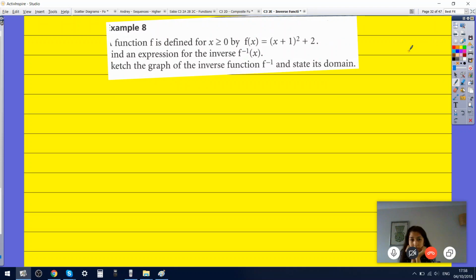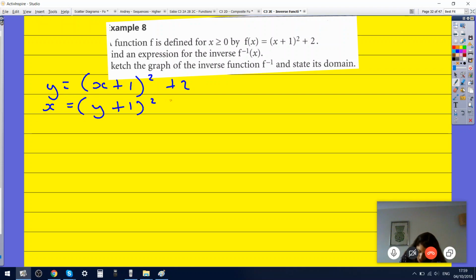Okay, let's try this one. Function f is defined for x greater than or equal to 0 by f of x equals. Find an expression for the inverse f inverse of x. Sketch the graph. So if we substitute f of x for y, we get y equals (x plus 1) squared plus 2. Then we swap the y and the x, so we get x equals (y plus 1) squared plus 2. Then we make y the subject, so x minus 2.